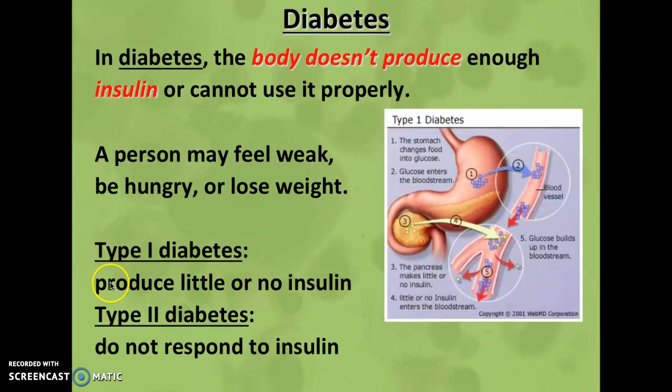So type 1 diabetes is something that people may be born with, and then type 2 diabetes is something that people may develop over time as a result of eating too much sugar. So that is the type of diabetes that your body may develop over time as a result of not exercising a lot, or as a result of eating too much sugar.